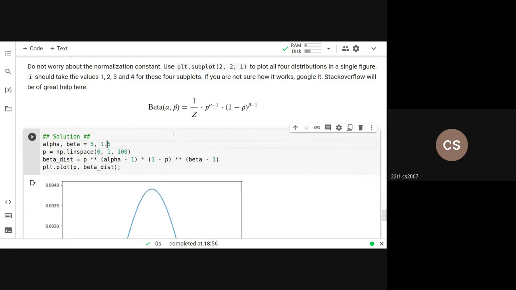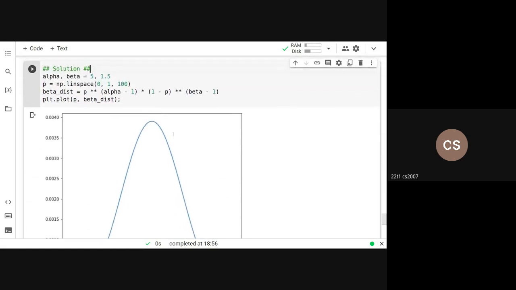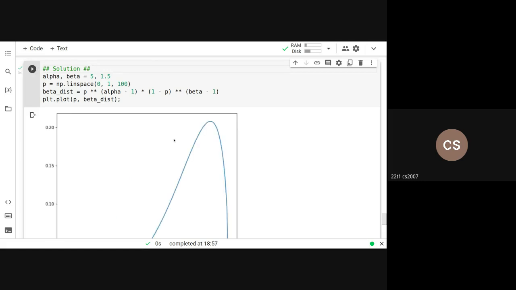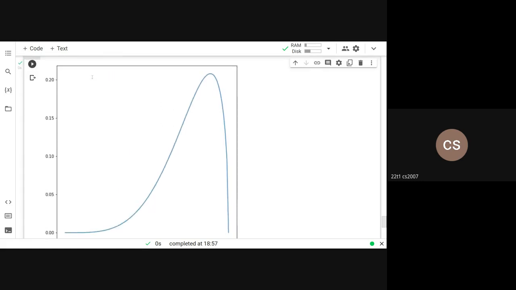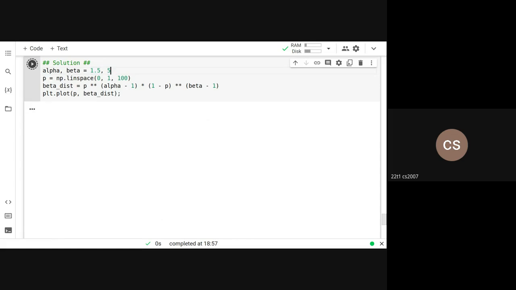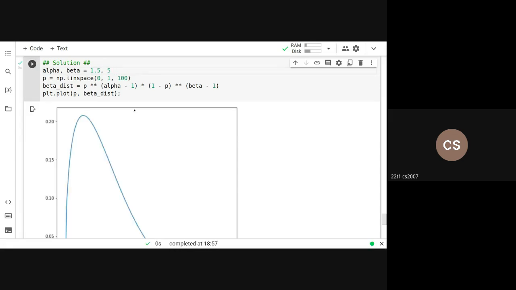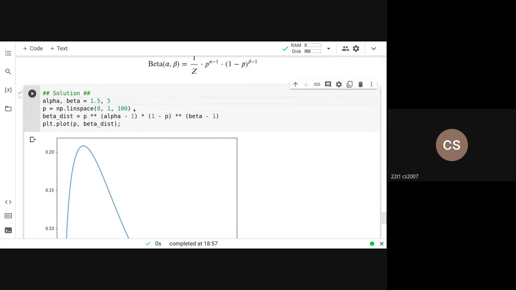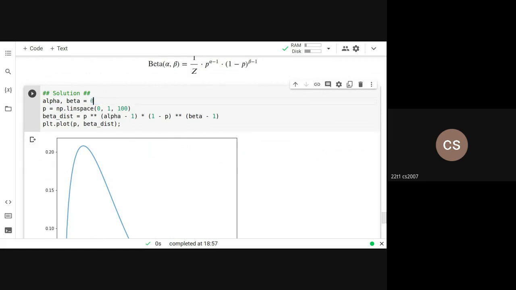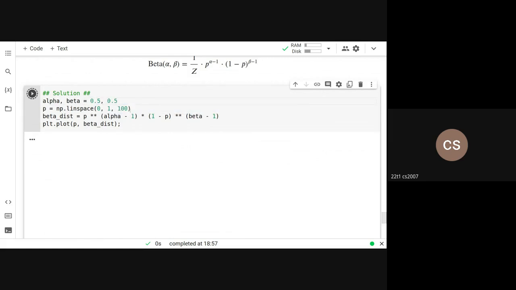What do you think will happen? Where will this peak shift? Will it shift to the left or will it shift to the right? Right. Okay, let's try it. Okay, that's correct. Shifts to the right. Now, what about the other way? It will shift to the left. Right. So you can use this to verify or visualize different kinds of beta distribution. 0.5 is interesting if you look at it.